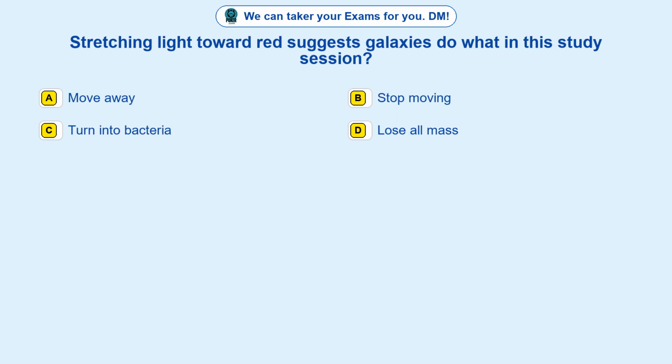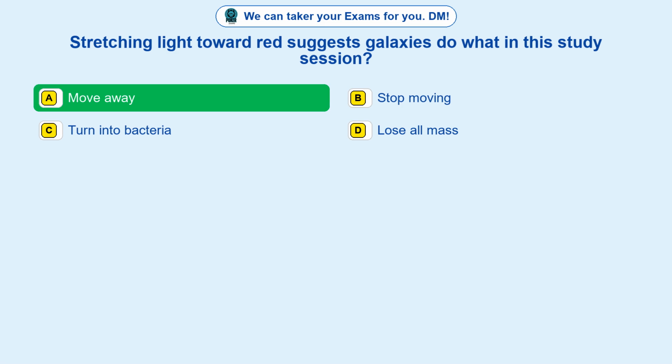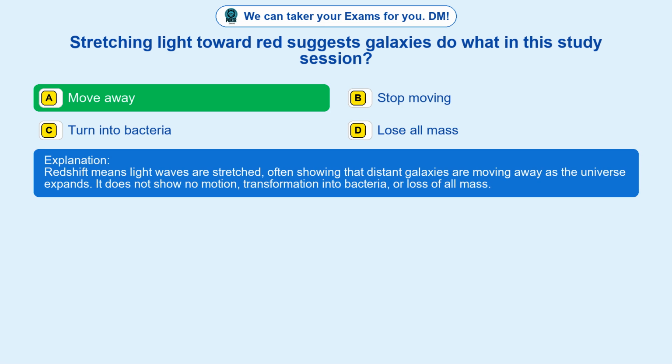Question 94. Stretching light toward red suggests galaxies do what in this study session? Option A, move away. Option B, stop moving. Option C, turn into bacteria. Option D, lose all mass. The correct answer is option A. Move away. Redshift means light waves are stretched, often showing that distant galaxies are moving away as the universe expands. It does not show no motion, transformation into bacteria, or loss of all mass.